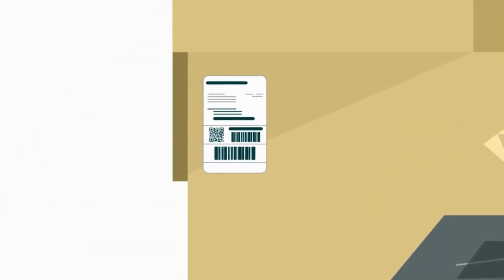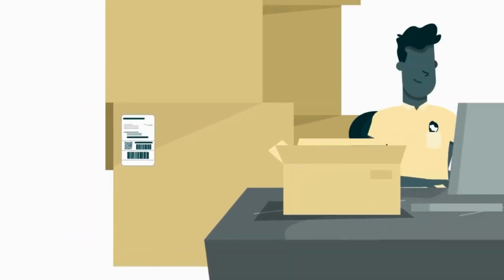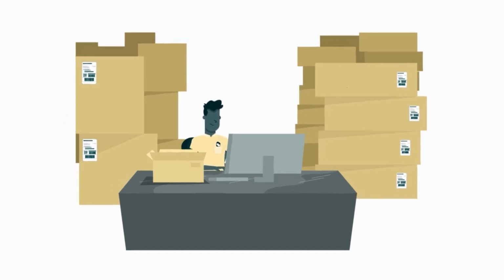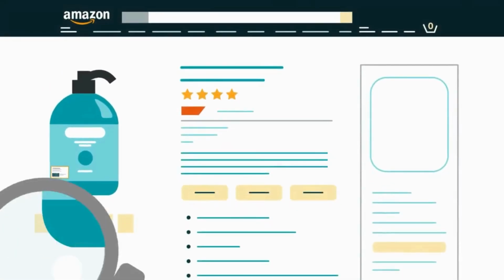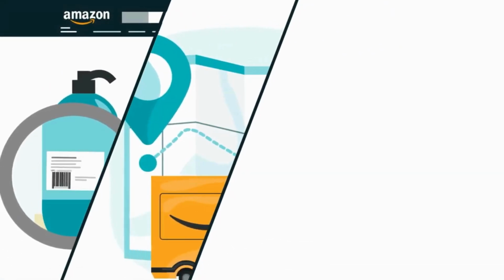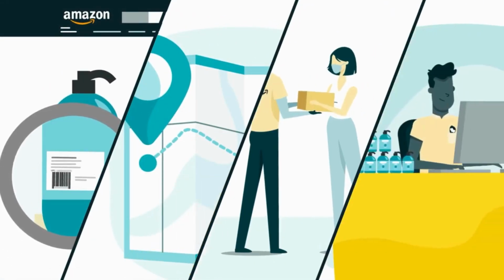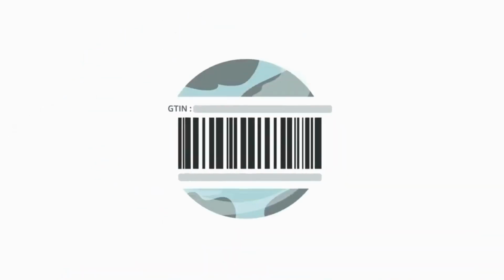A SKU, or Stock Keeping Unit, is a seller-specific number that can be used internally to help you identify and track your inventory. While all three numbers help different groups identify, track, buy, and sell products, only GTINs are universal, and they're the number you'll use most often to list products on Amazon.